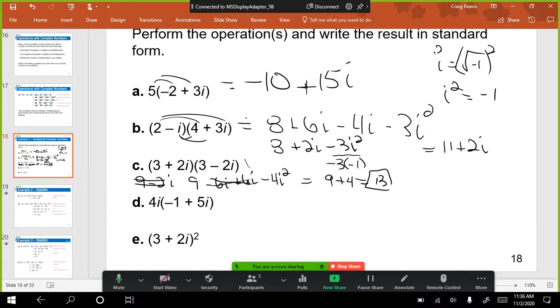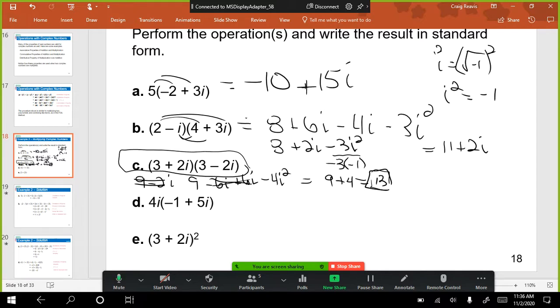And if you'll notice what happened right there, because we're going to deal with this a little bit later when we talk about conjugates, whenever we had the same numbers in the complex number, except one's a plus, one's a minus, when I multiplied that out, it turns into a real number. Okay? It loses its imaginary part.